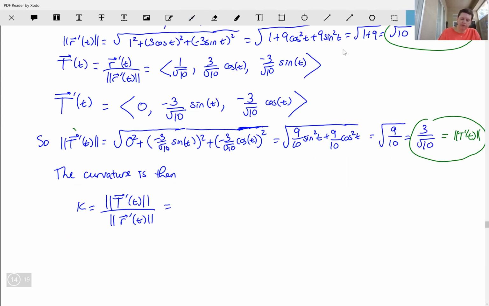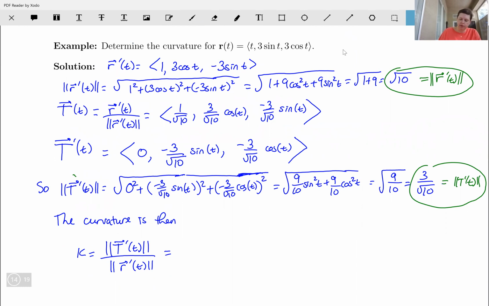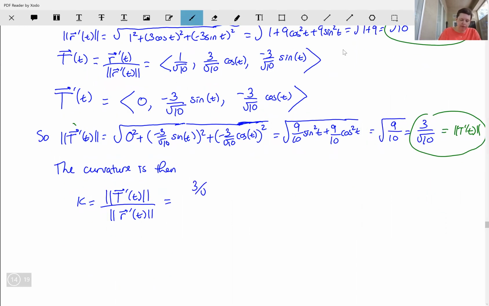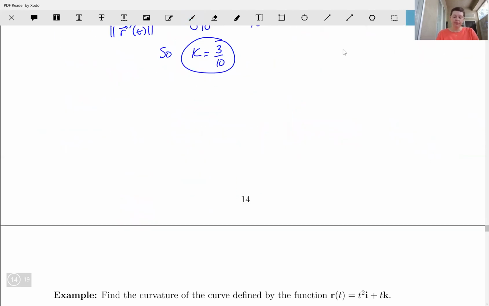And so that's what we plug into our equation. So we have 3 divided by root 10, divided by root 10, also known as 3/10. So our curvature is 3/10. Excellent. Let us do one more example.